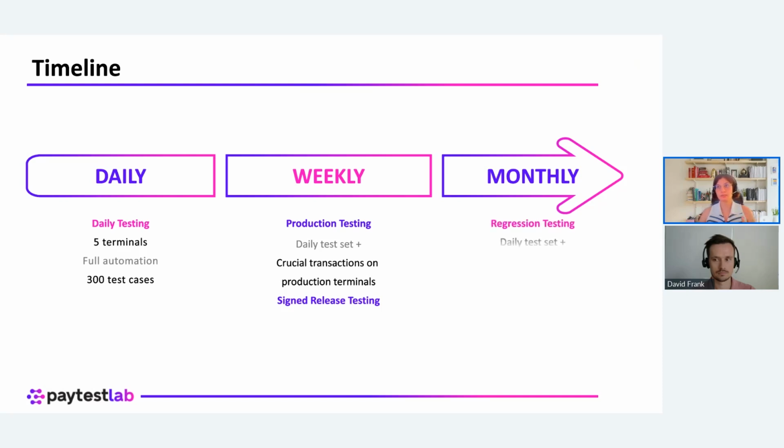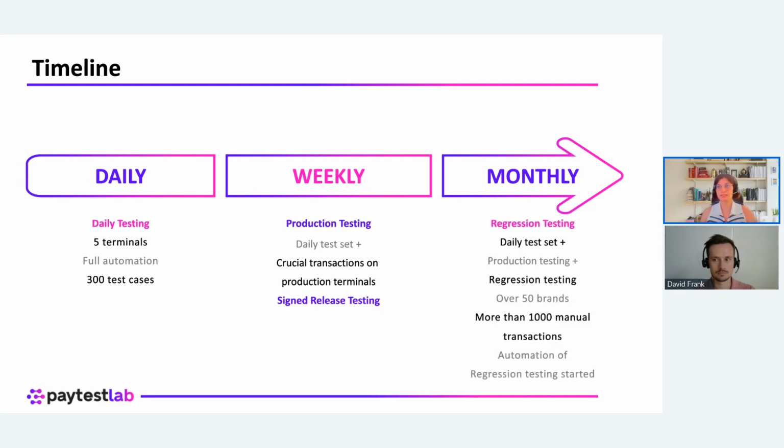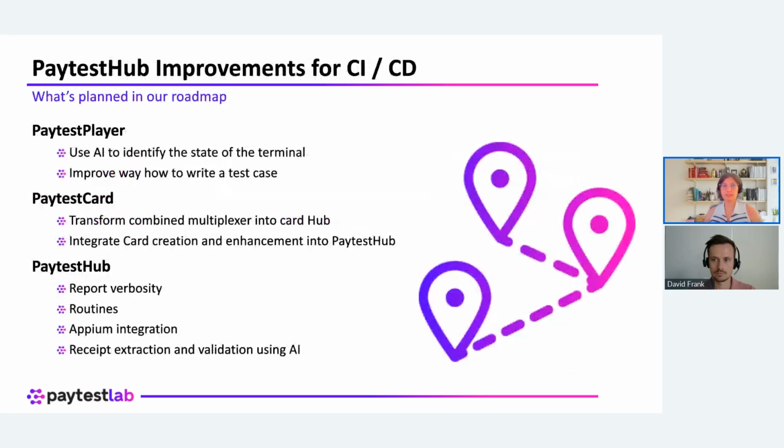And then monthly, we have the most rigorous testing session where we run daily tests, of course, plus the sign-off releases, and then over 50 brands of manual regression testing where we truly test exactly as the terminal would be out in the field, with specific setups for specific brands. So with Paytest Hub, we can achieve a lot of this testing, and we're also looking to improve on a lot of this.